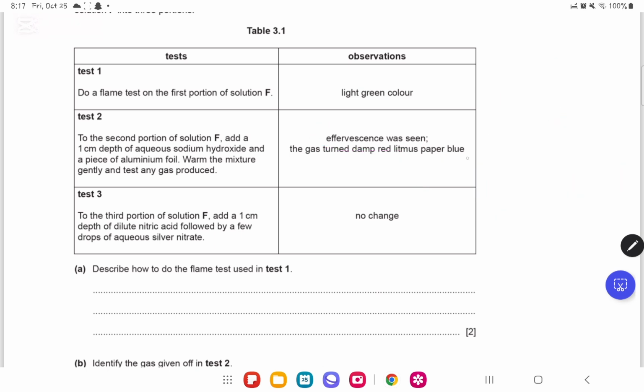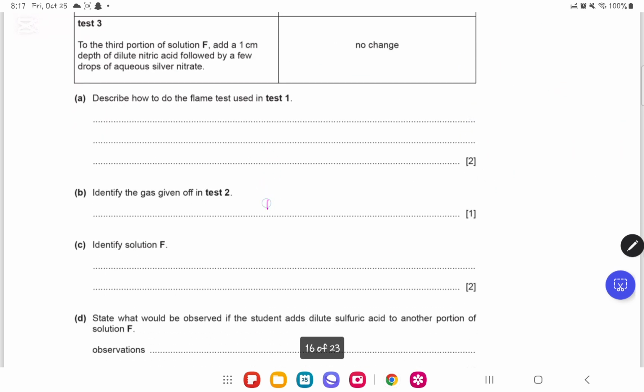So the gas given off was definitely ammonia, NH3, okay? And then the solution F was Ba(NO3)2, or barium nitrate. So that's part C done.